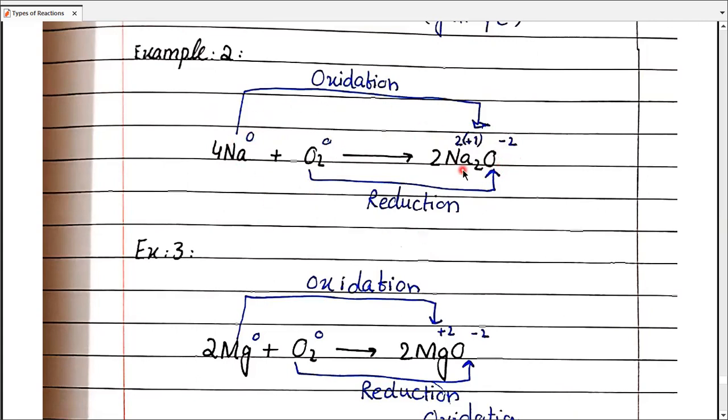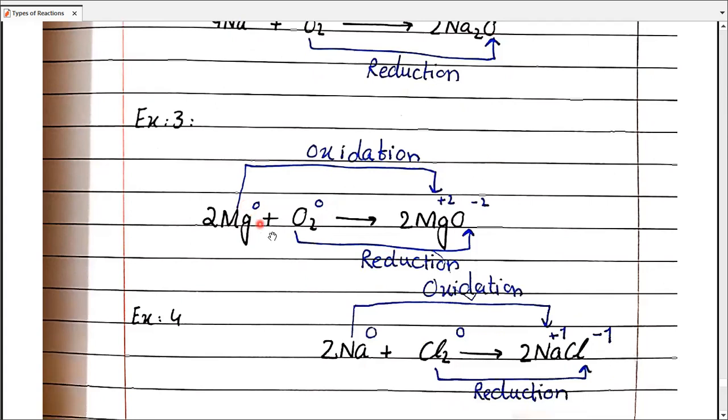And this is how we represent it. One arrow on top of the equation, be it oxidation or reduction. One arrow at the bottom of the equation, be it oxidation or reduction. Remember, the arrow starts from the same element and ends at the same element. Make sense? Yes, sir. So next up, magnesium and oxygen, almost a similar reaction.